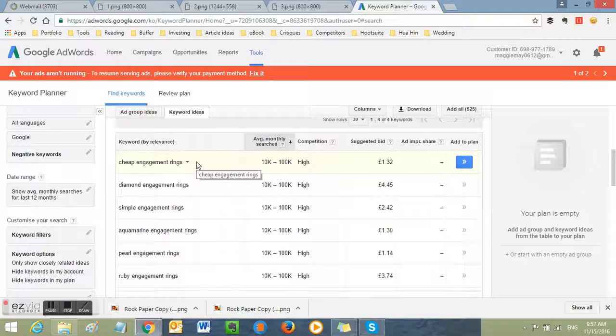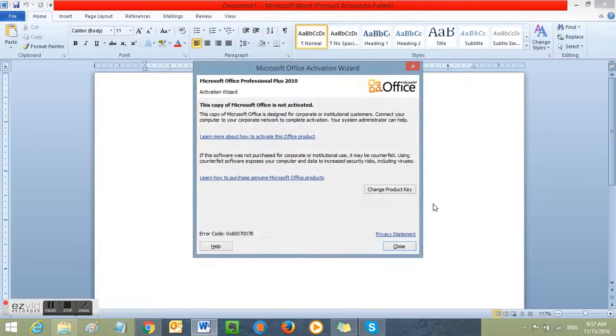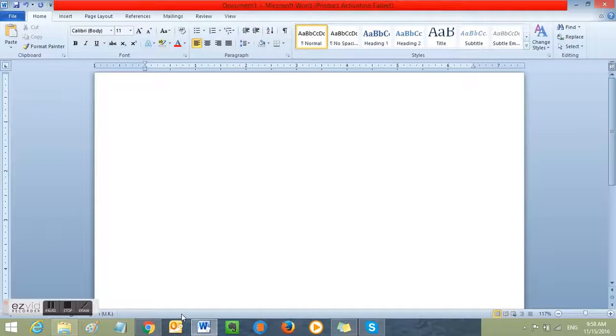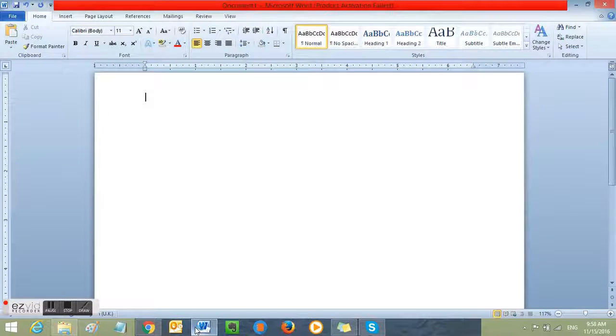Simple engagement rings. And what I did this morning, I opened a Word file and typed in the possible keywords that we can use later. So diamond engagement rings, simple engagement rings. Quite a good search volume, so we will put it in.